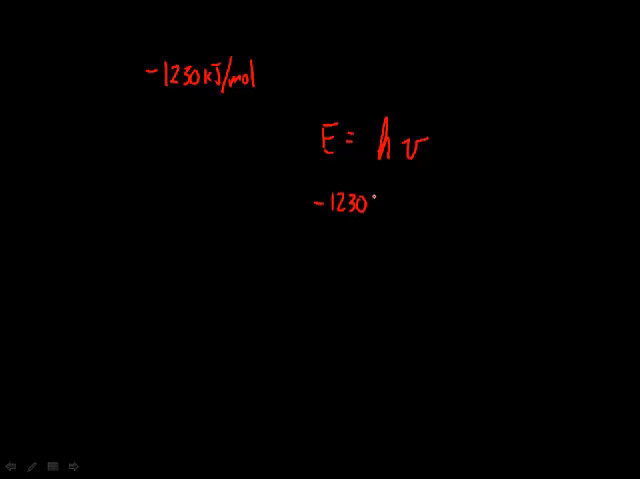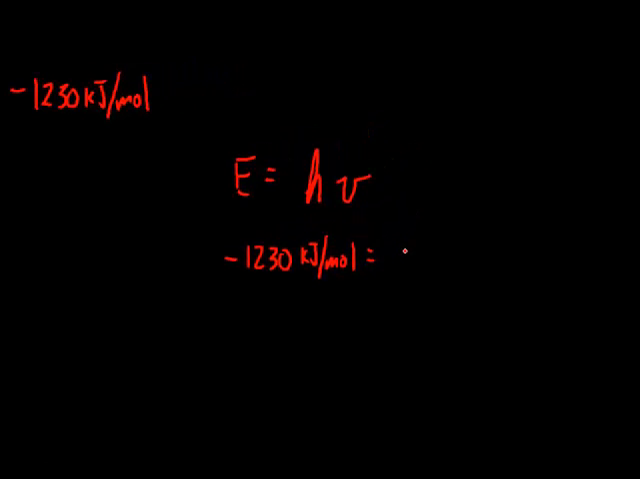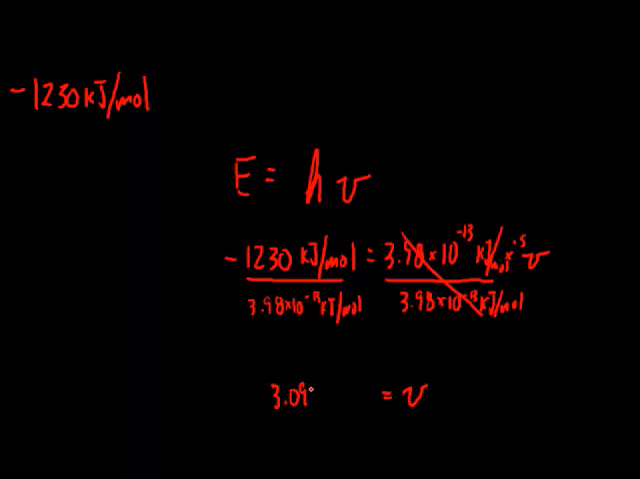So negative 1230 kilojoules per mole. We need the version of h that's in kilojoules per mole, which was 3.98 times 10 to the negative 13th kilojoules per mole. So we divide both sides by that. Frequency is 3.09 times 10 to the 15th. Three sig figs is good, because we're only going to use three anyhow. That's per second, or hertz. So there's step 2.